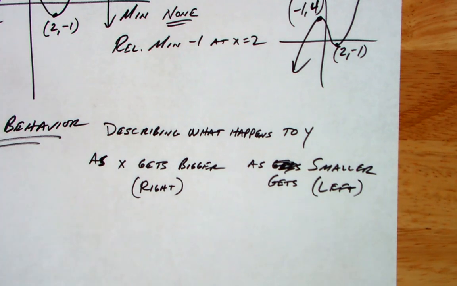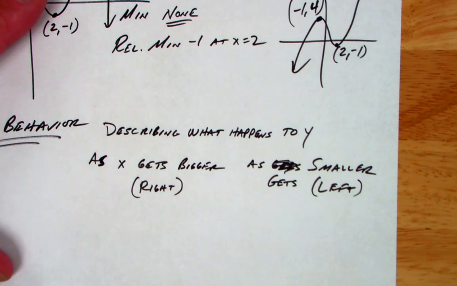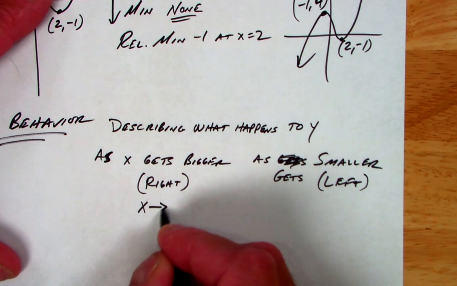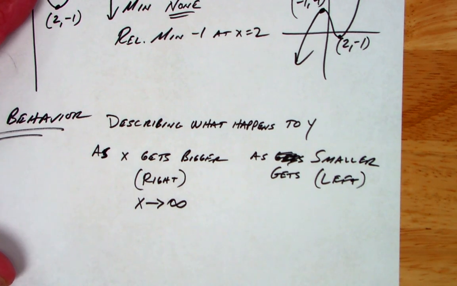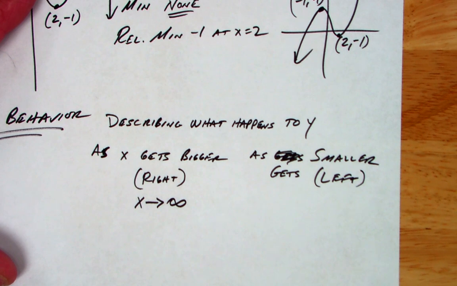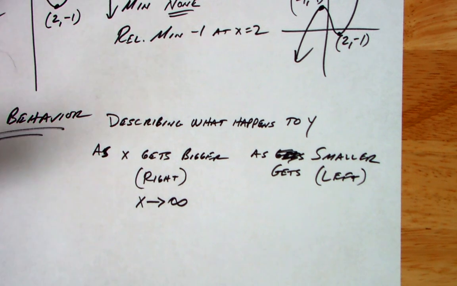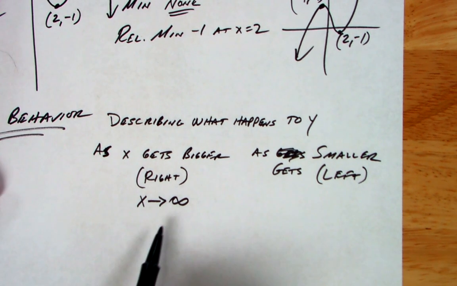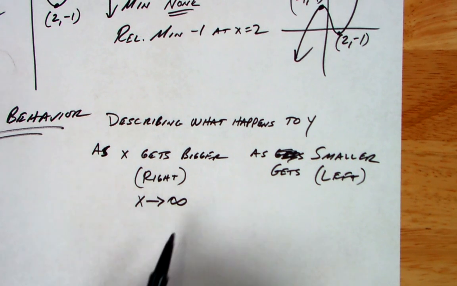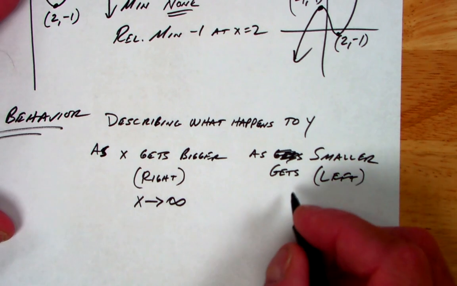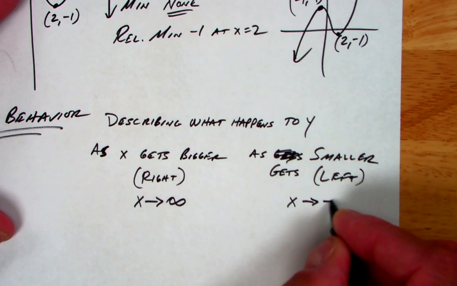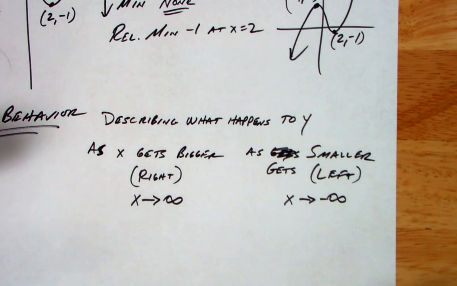Okay. Now how do we say that in math speak? We say as x approaches infinity. Those things are equivalent. When I write that, it means x is getting bigger and bigger and bigger on the right. This one is going to be x approaches negative infinity. That means x is getting bigger and bigger and bigger on the left.